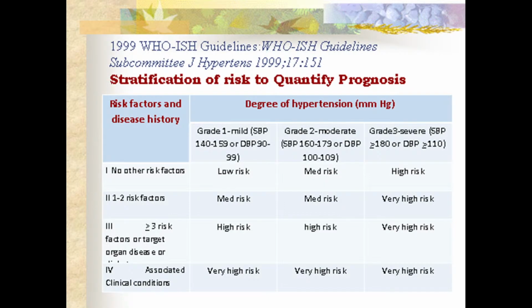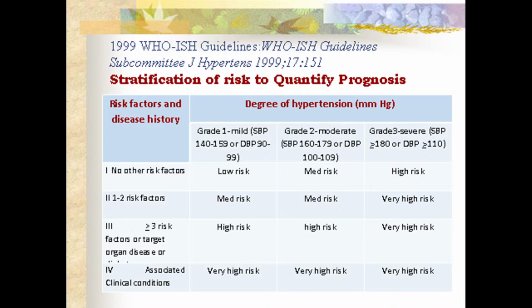And now you can see also one table. It's very important also to know how to do stratification of risk to quantify prognosis for this concrete patient. What should be known about the patient? Degree of hypertension in millimeters of mercury, 3 grades you can see. And what else is also of great importance? The presence of risk factors and disease, history of disease.